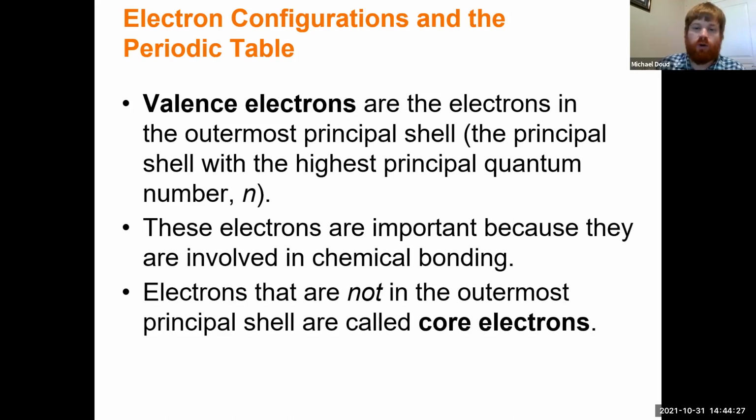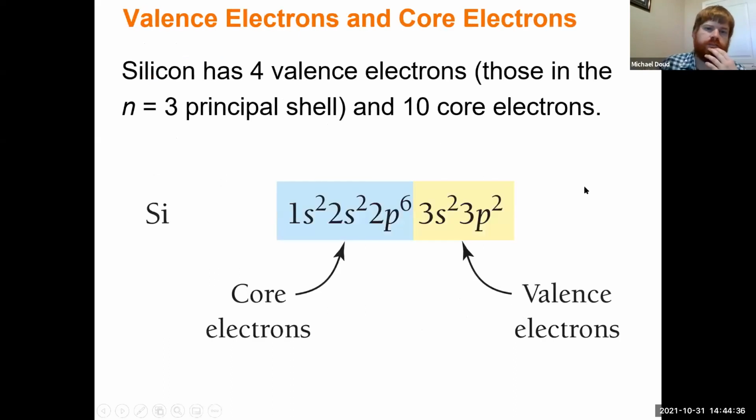Now, those electrons are important because those are the ones that are involved in covalent bonding, like we mentioned, and the electrons that are not in the outermost shell are what we call core electrons. Okay, so looking at silicon, for example, silicon is element number 14. So it has, in group 4A, 4 valence electrons.